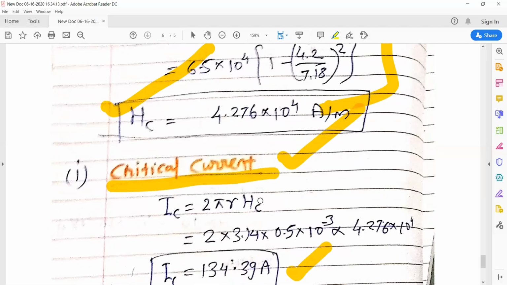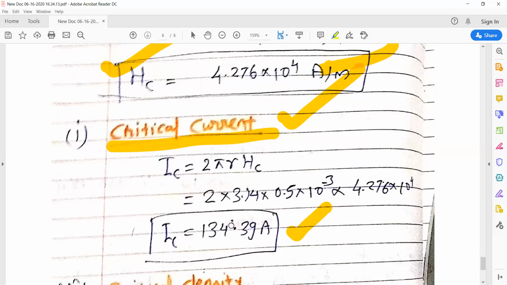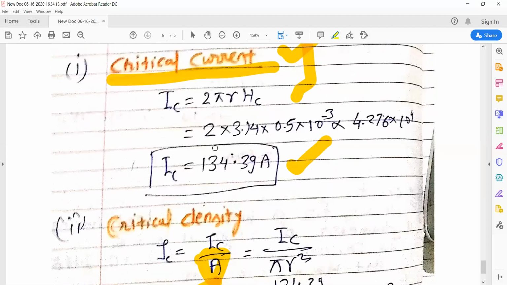We already know the critical current formula, IC equal to 2 pi r HC. So here we can put this HC from here, and we know the radius and all other things. So we will put this value in the critical current and we will find the critical current.